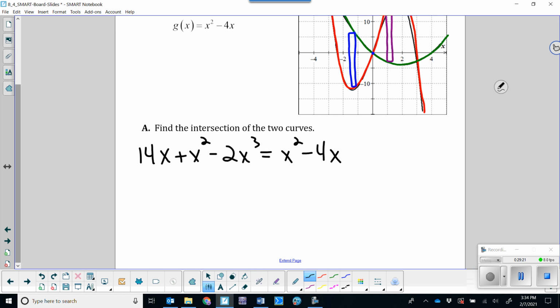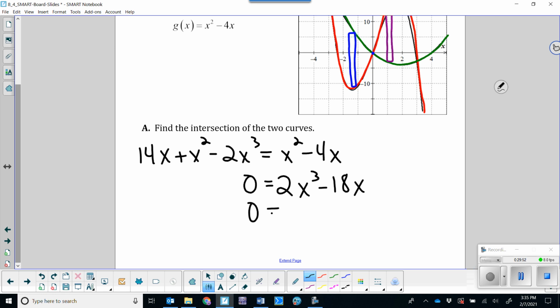So we're going to combine everything together and move it to one side because we want to set this equal to 0. So I'm going to move everything to the right so that my largest power becomes positive. So my negative 2x cubed moves to the right, and then I'll have x squared minus x squared, so those will actually go away. And then I'll have 14x that I have to subtract to move it over, so this becomes minus 18x. And of course I set that equal to 0.